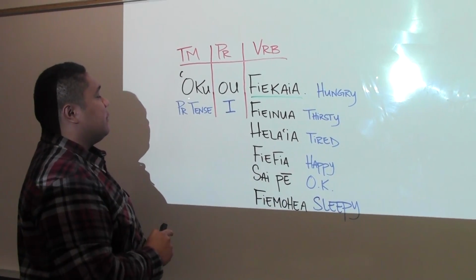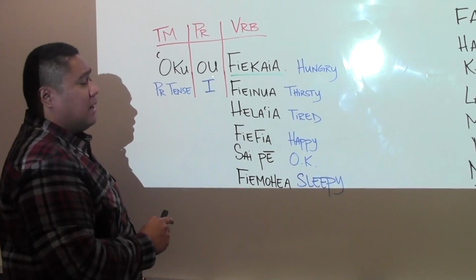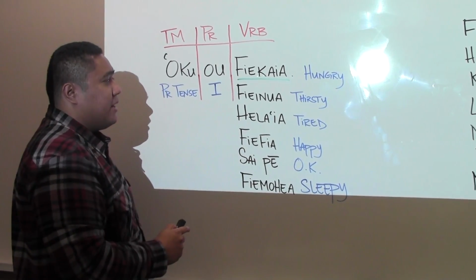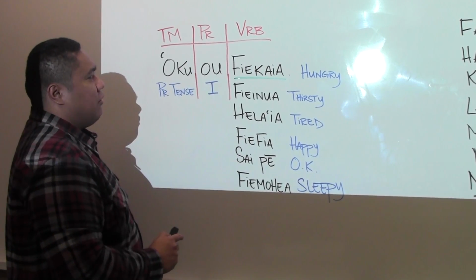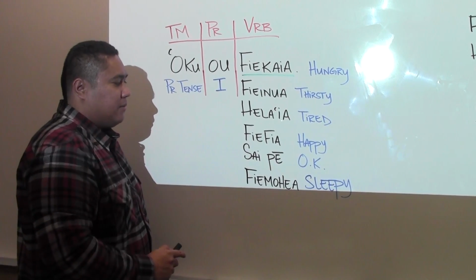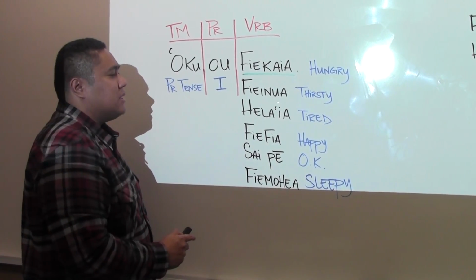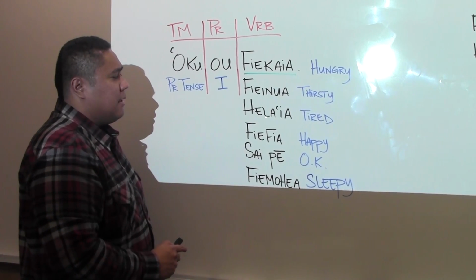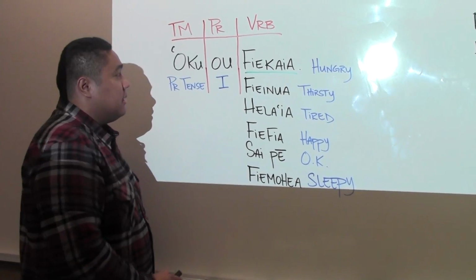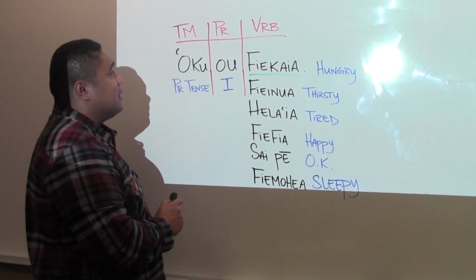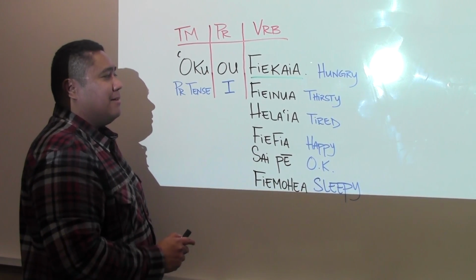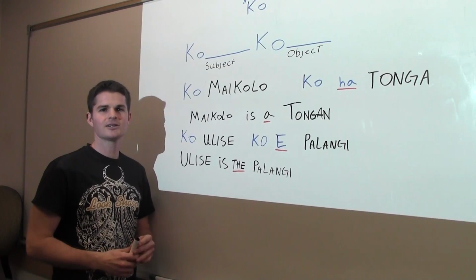Here, oku is the present tense. Ou, I, the singular person, and then the verb would follow next, fie kai. Here we have a stative verb, oku ou fie kai. In this position right here, you can substitute it for these different vocabulary words that we can go over throughout the rest of the lessons, such as fie inu, helaʻia, fie fiafia, sai pē, and fie mohe. This is a simple Tongan sentence structure. Tense marker, pronoun, verb. Oku ou fie kai. I am hungry.